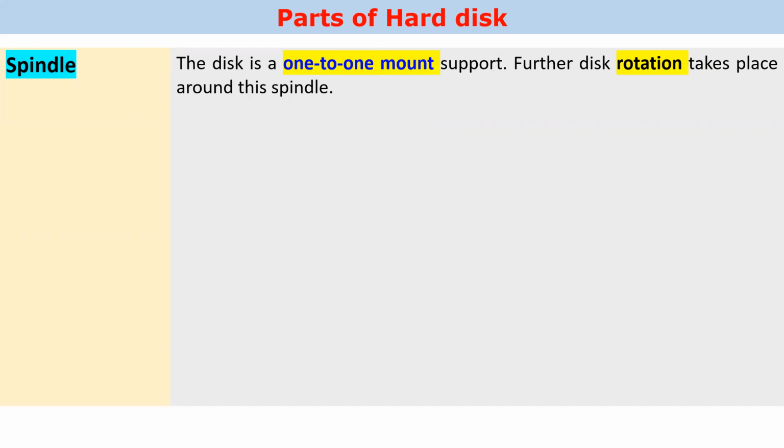The spindle is like a rotator, a support for the hard disk, a support to hold the disks one under another. That is why it says one to one mount. It supports arranging the disks one under another. Then look at the picture, a close picture of the spindle here.